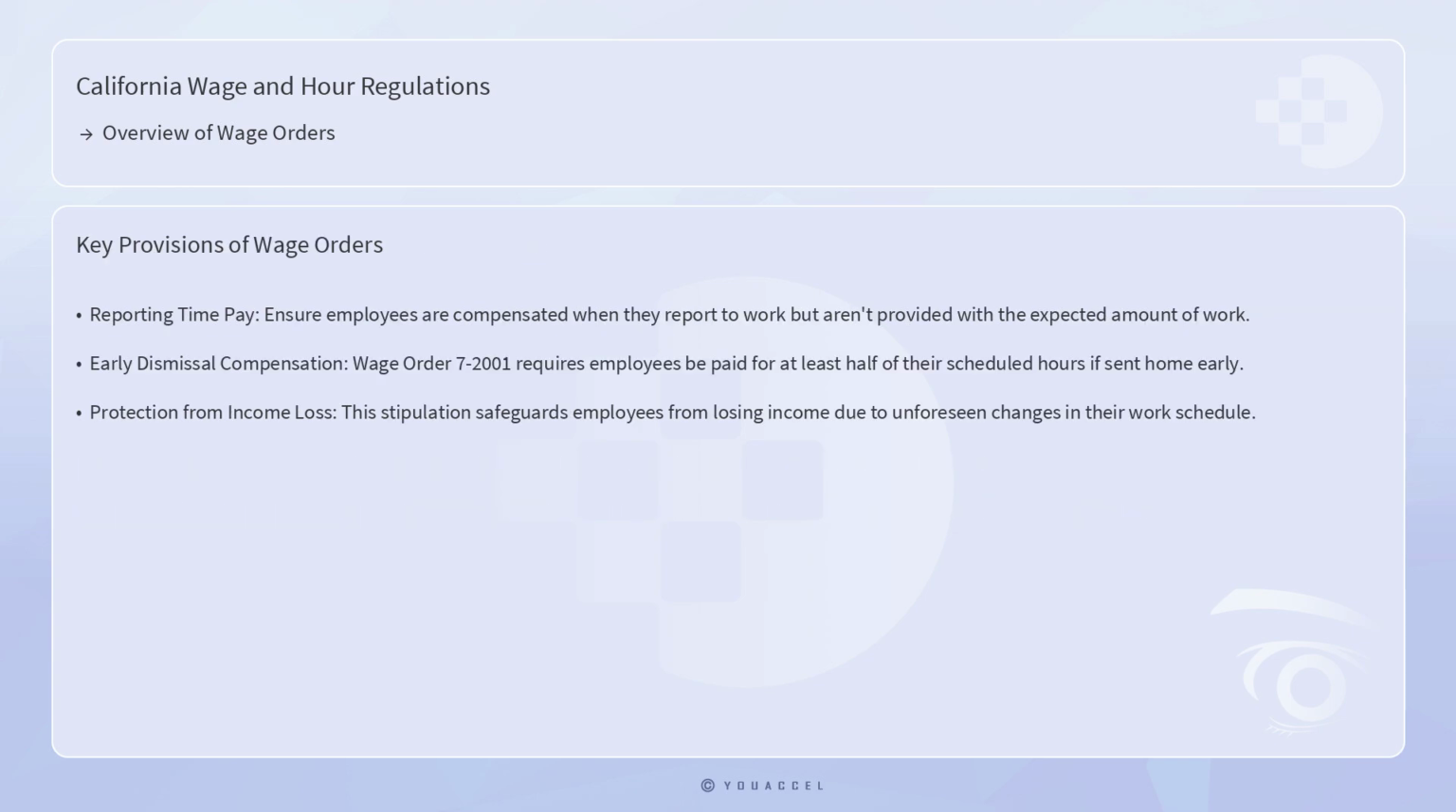In addition to these core components, wage orders also address various other working conditions, such as reporting time pay, uniforms and equipment, and suitable seating. Reporting time pay provisions ensure that employees are compensated when they report to work, but are not provided with the expected amount of work. For instance, Wage Order 7/2001, which applies to the mercantile industry, stipulates that employees must be paid for at least half of their scheduled hours if they are sent home early. This provision protects employees from losing income due to unforeseen changes in their work schedule.